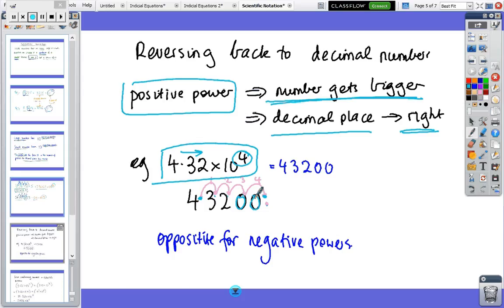And you go opposite for negative numbers. So for instance, if I've got 2.6 by 10 to the minus 3, the minus means it's a small number, and so I've got to go 1, 2, 3. So the decimal place is there, and you fill the spaces with 0s.